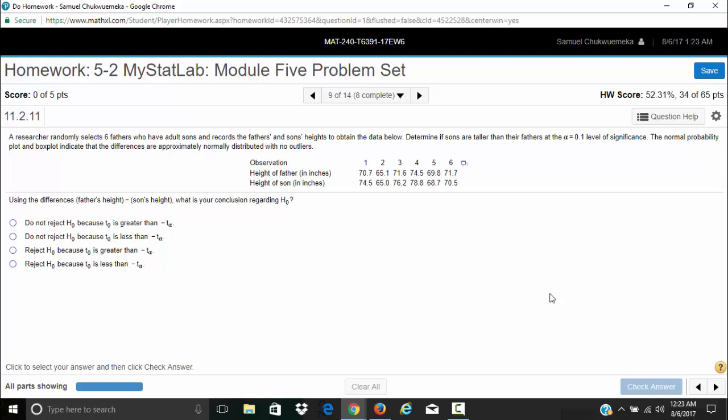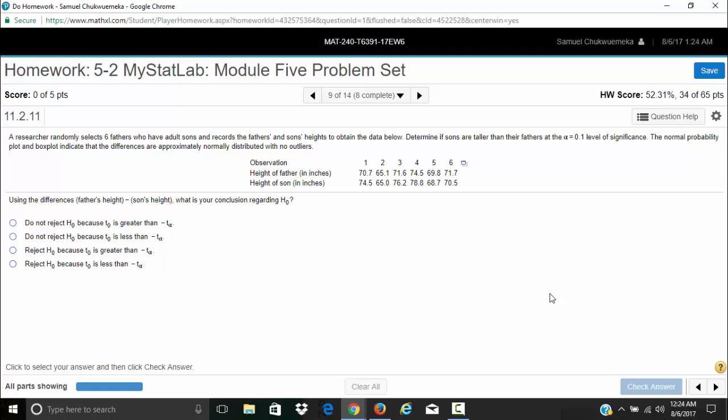Here, there is a relationship. You want to find out if the sons are taller than their fathers. The first column is the heights of the fathers, and the second is the heights of the sons. This is a sample, and this is also a matched pairs sample. So we're going to use T-stats matched pairs for this question as well. There is a relationship between the samples, so it's matched pairs.